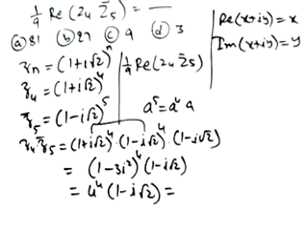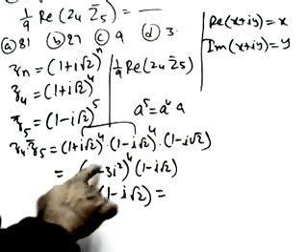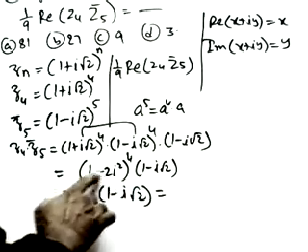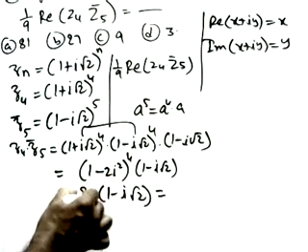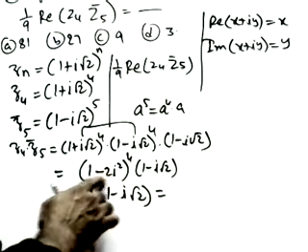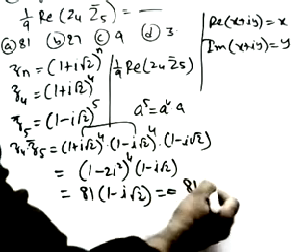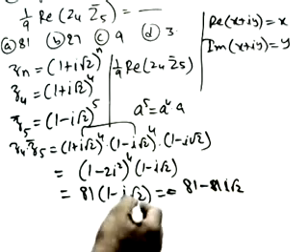Sorry, I made a mistake. (a plus b)(a minus b) is a square minus b square, which is 1 minus 2i square. So i square is minus 1, giving plus 2, plus 1 is 3. 3 power 4 is 81. Now if you multiply this, it will become 81 minus 81 i root 2.